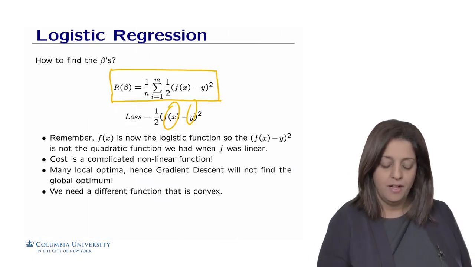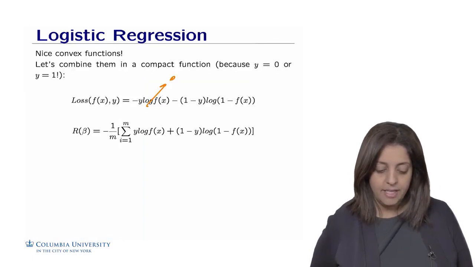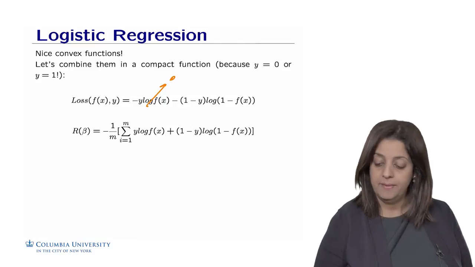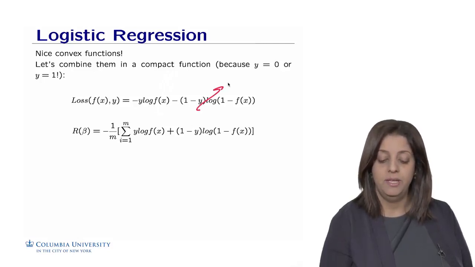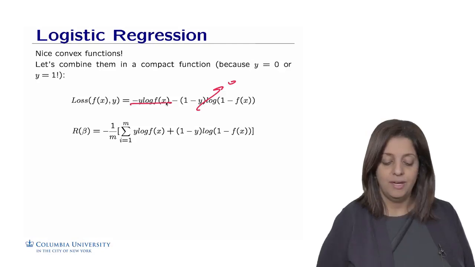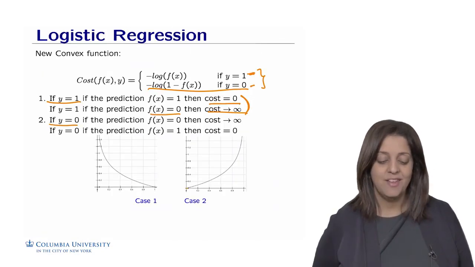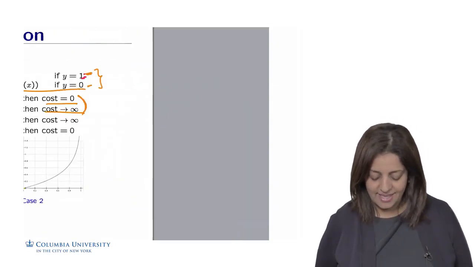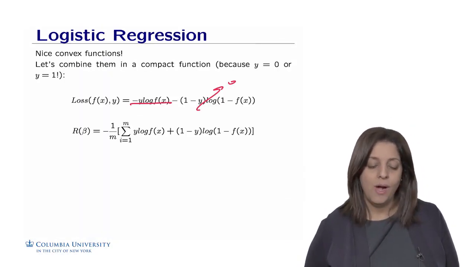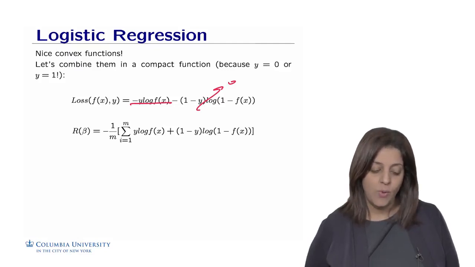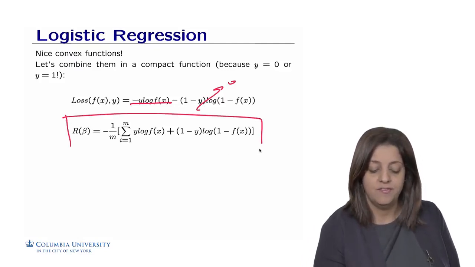And if y is equal to 1, then minus y log f of x will be minus log f of x, and the other term will go to 0. So we're going to have only minus y log f of x if y is equal to 1, just like this case. The risk function in this case would be minus 1 divided by m times the sum of this loss of f of x, y, which brings us to this function here.